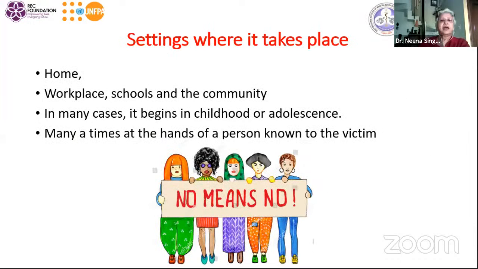Settings where it takes place: it can take place at home, at the workplace, schools, community. In many cases, it begins in childhood or adolescence, and many a times at the hands of a person known to the victim. So what we say is that no means no, but that is not always how it works. There is always a problem with the consent. Whenever a person goes to court, that is the part where it always hangs fire, whether it was consensual or not. So if a woman says no, it means no, whether there is any proof or not.